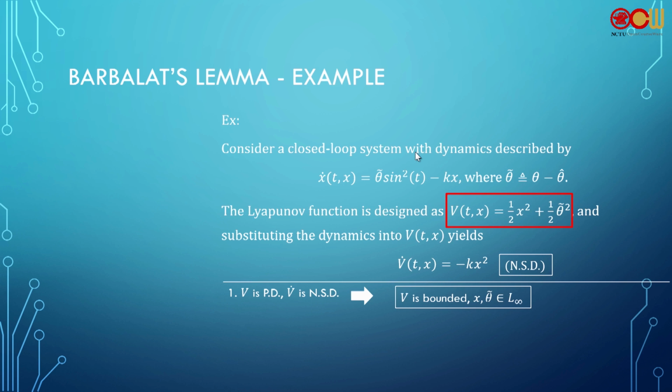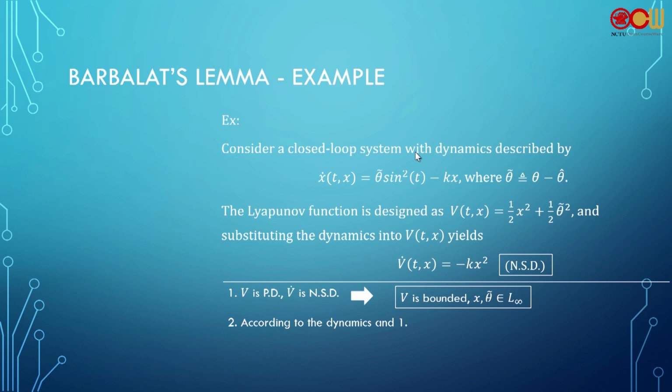For V to be PD and V dot is NSD, what's the message that you got? V is bounded. Why is V bounded? Can V increase? No, because the largest value of minus k x squared is 0. 0 means V dot is 0, which means the worst case is V is constant. Either V decreases or V holds constant, right? It cannot increase. So V is bounded. So if V is bounded, x will be bounded, theta tilde will be bounded because it's a PD function, which means you have a square here, a square here. If this is bounded, all the arguments have to be bounded.